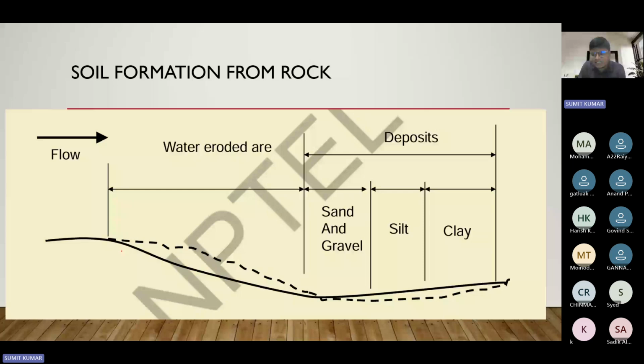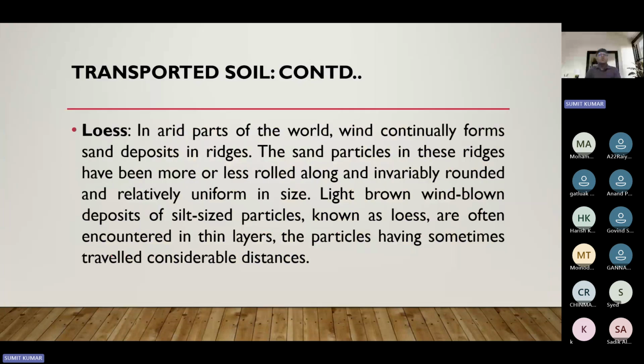In any river course, when hydrological engineers and experts core and test the properties of soil characteristics over there, they find this type of scenario only. Okay, now we move ahead and we see the transported soil, loess.